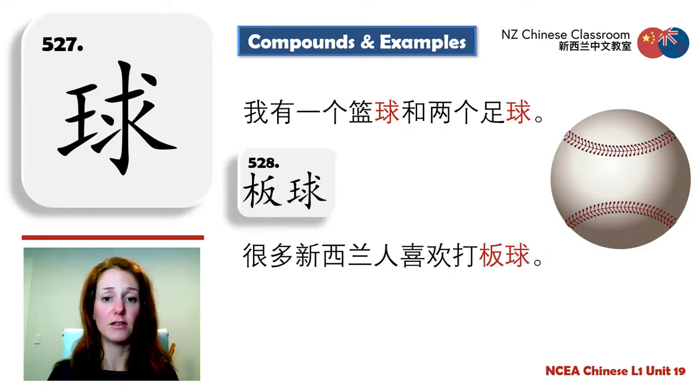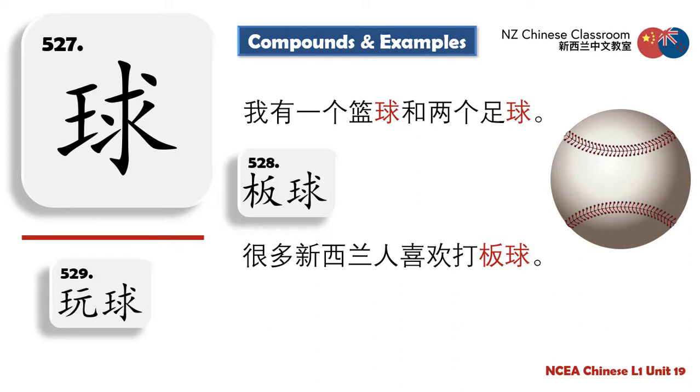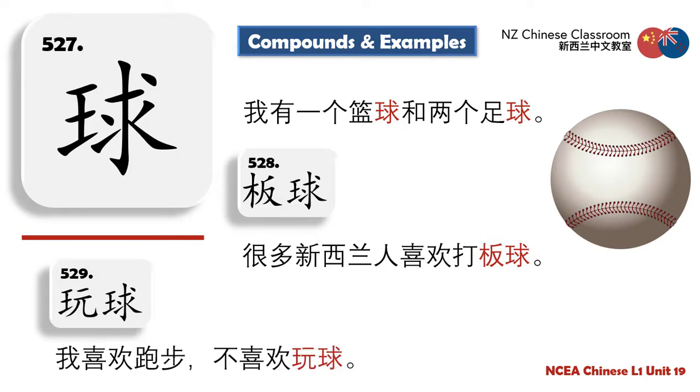很多新西兰人喜欢打板球. So remember, to play a sport, you 打, especially if you use your hand to play the sport. So 打板球, to play cricket. 玩球, to play ball. 我喜欢跑步. 不喜欢玩球. I like to run. I don't like to play ball.